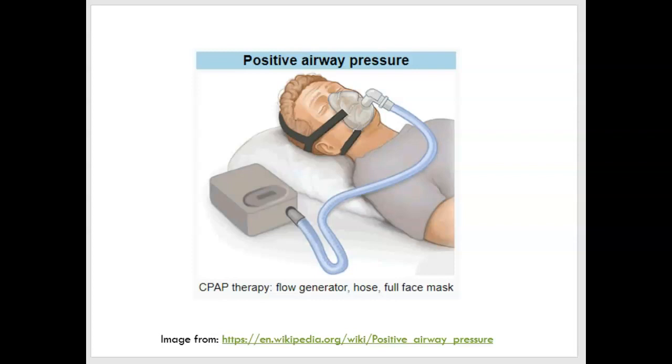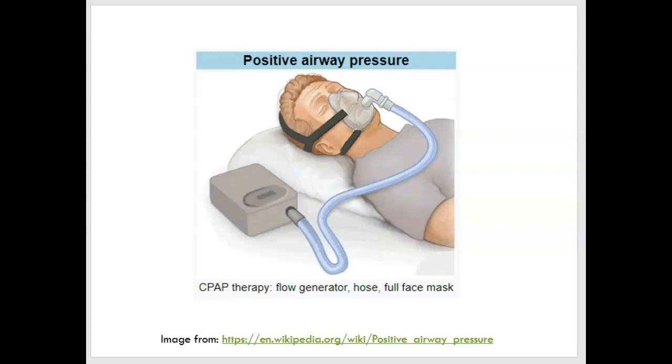It's continuously blowing air toward their face. So it is keeping their airways and, hopefully, their alveoli open, but definitely their airway. So there's always pressure against their mouth and their nose, pushing the air in. So that's positive pressure.